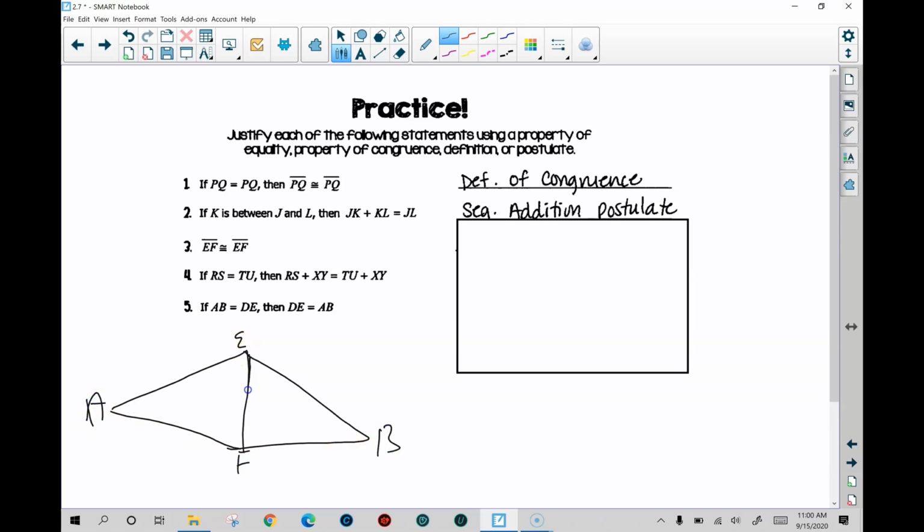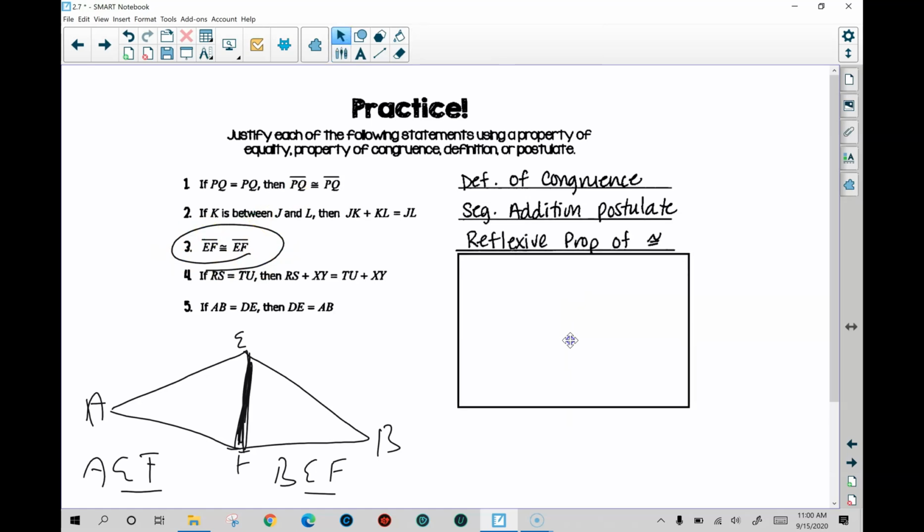Well, technically, EF is part of two triangles, right? This could be triangle AEF and triangle BEF. But when you think about it, since this line is being used twice, the EF here equals the EF there. So we can say that EF is congruent to EF. So it's exactly the same like that. We call that the reflexive property of congruence. So reflexive property.